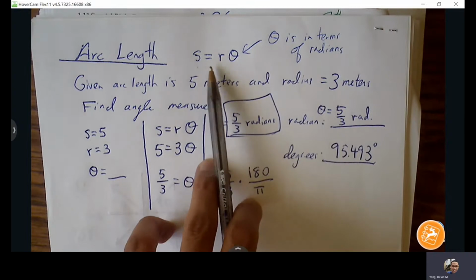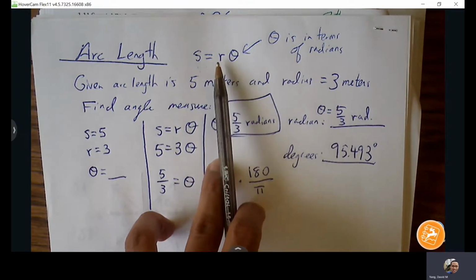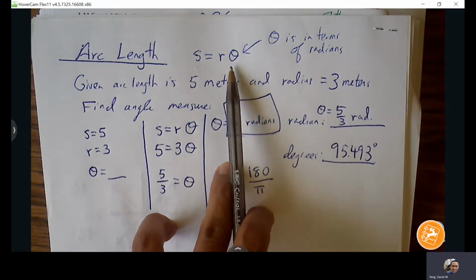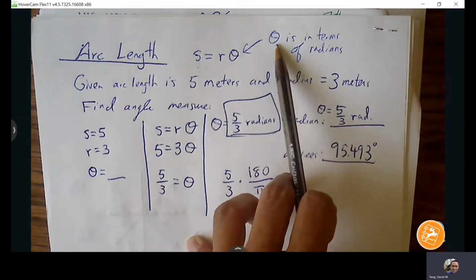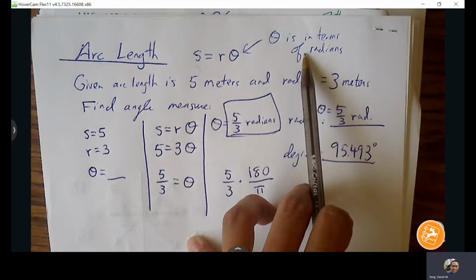You know the formula is S equals R theta, right? S is arc length, R is radius, theta is your angle measure. If you're using this formula, anything that is here is going to be in terms of radians, okay?